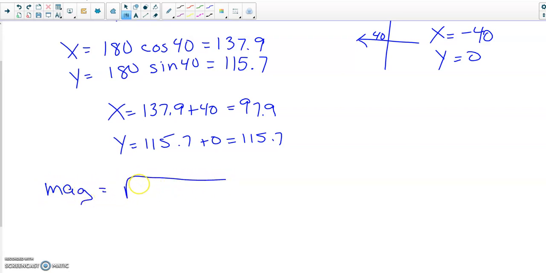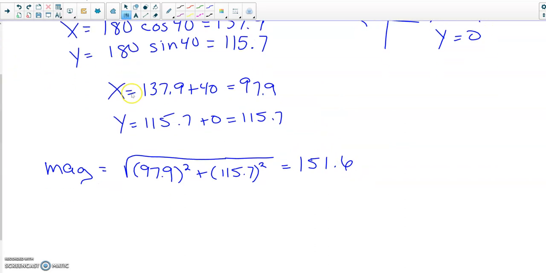97.9 squared plus 115.7 squared. And I get 151.6.